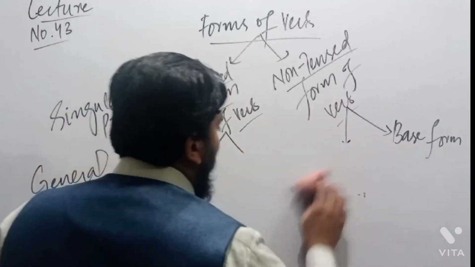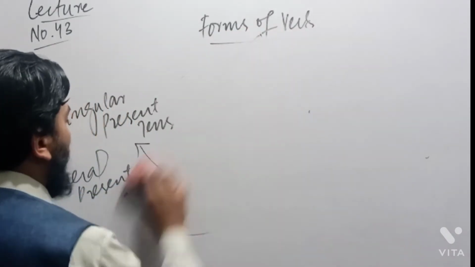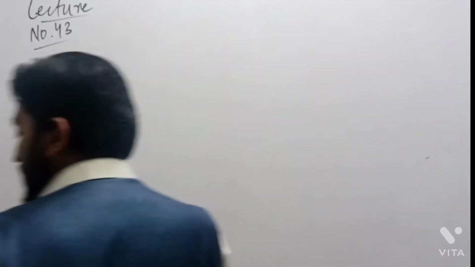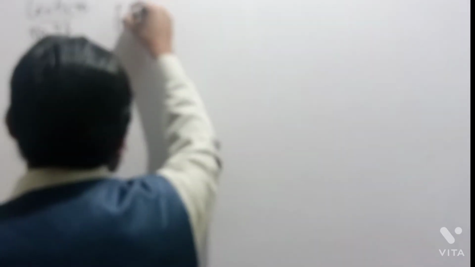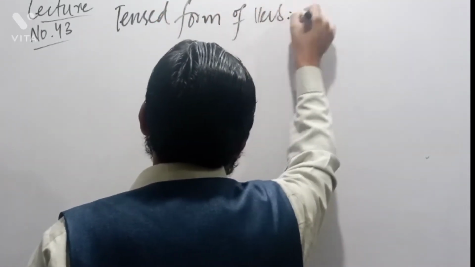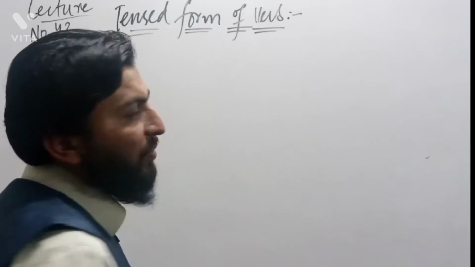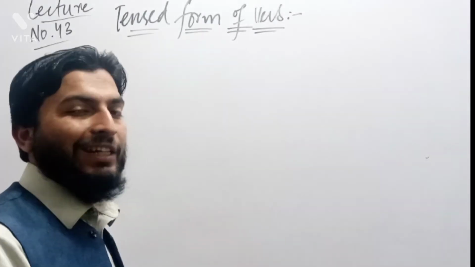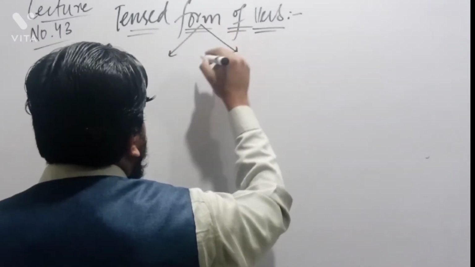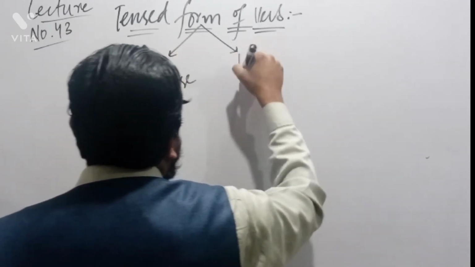Now, when I discuss present tense in forms of verb, it is clear that present tense and past tense are called tensed forms of verb. It means that they are the ones called tenses in English, because the tense which is framed by them is called real tense. We have experience of that. Tensed form is divided into two basic types, present tense and past tense.